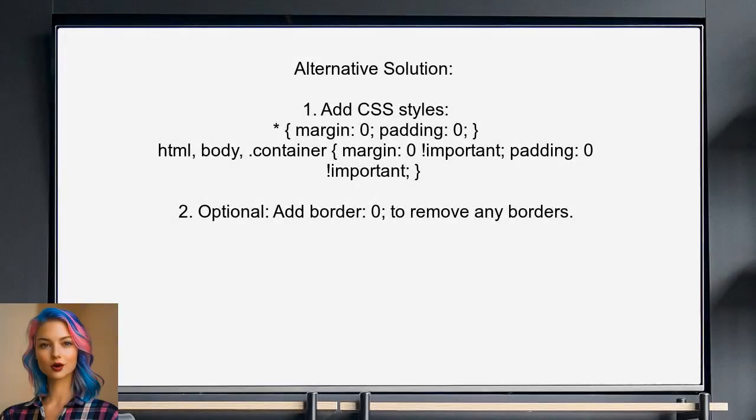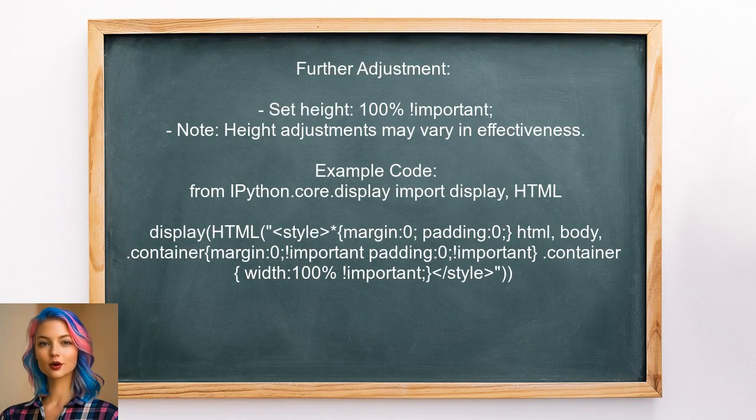An alternative solution to eliminate the gray border around Jupyter notebooks involves adding specific CSS styles. You can set the margin and padding to 0 for all elements, as well as for the HTML, body, and container classes. This will remove extra space at the top, bottom, and sides. Additionally, you can set the height to 100% for the HTML and body, but it's noted that this may not be as effective as adjusting the width. Start with the margin and padding adjustments first.